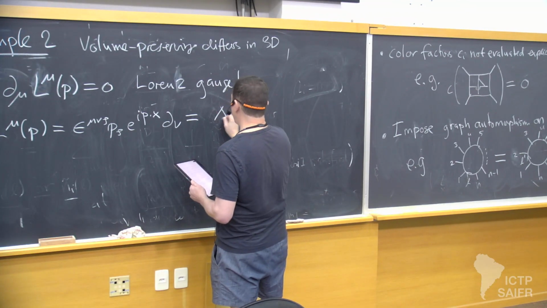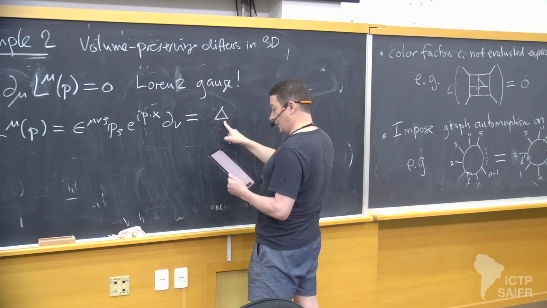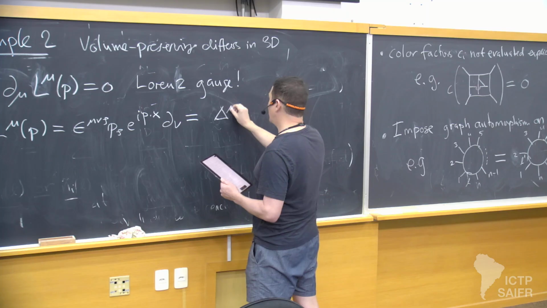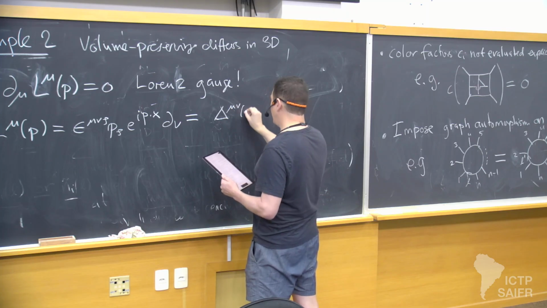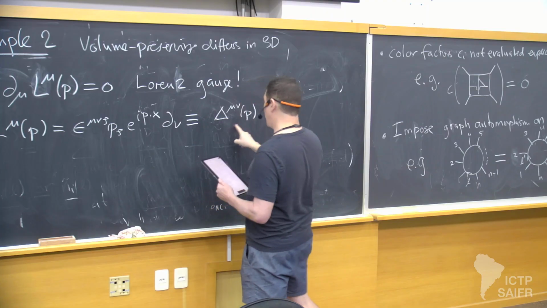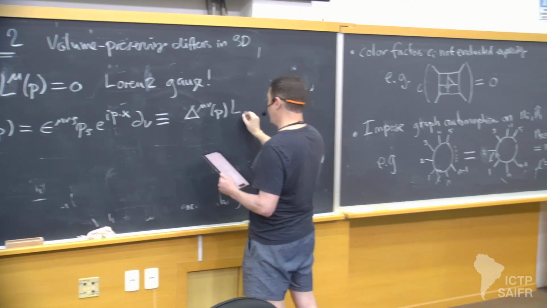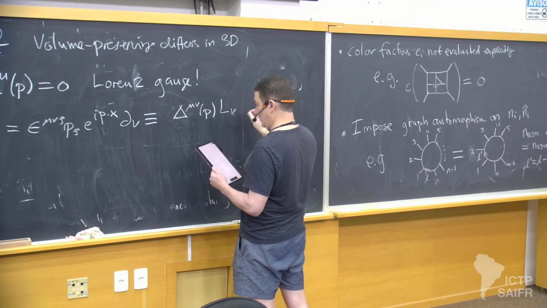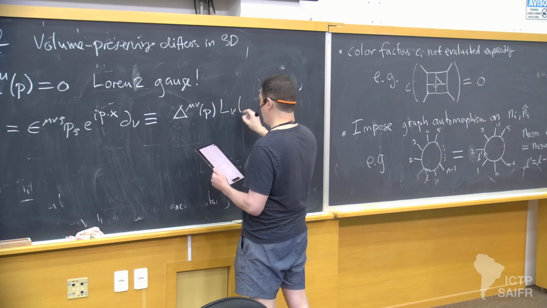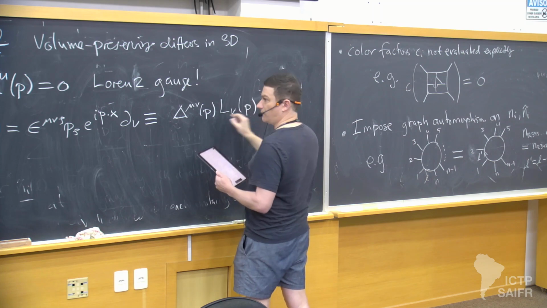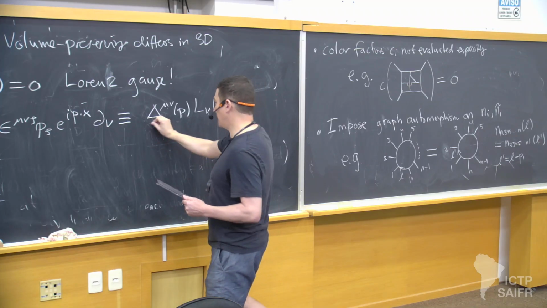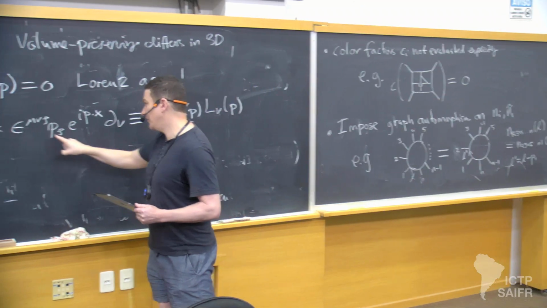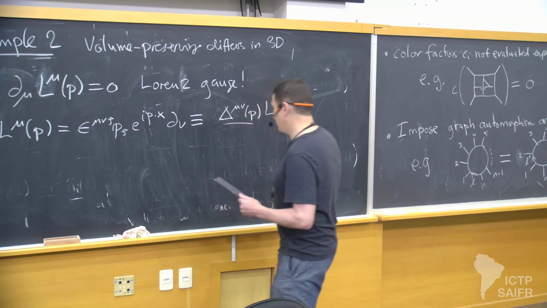So we can essentially write that as a projector. Let's call this projector delta. So this is, by definition, a projector applied to my regular diffeomorphism generators, which I had over there. So this is the definition. You can work out yourself what it is. It's this term, this term. Yeah, that's it.